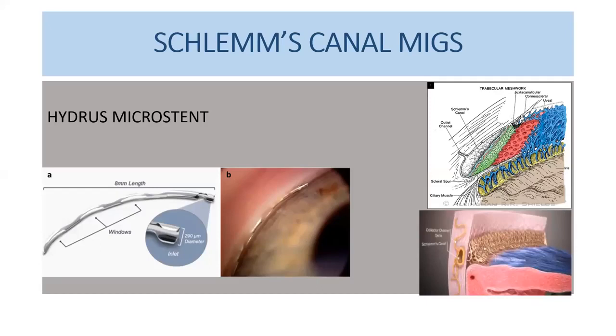This is slightly advanced. I think you have the Hydrus. Yes. The early stage was the iStent, which you are probably putting. But this one has a longer length. So at the angle you put this, it goes into the canal of Schlemm, and the fluid passes through this, and then it drains out from here.